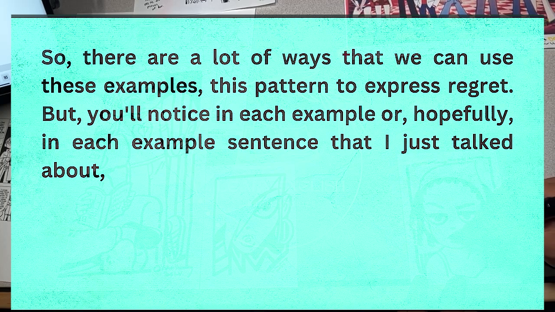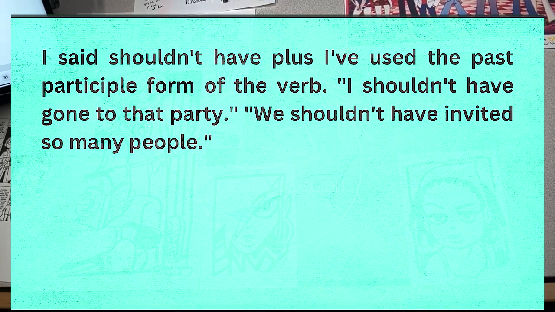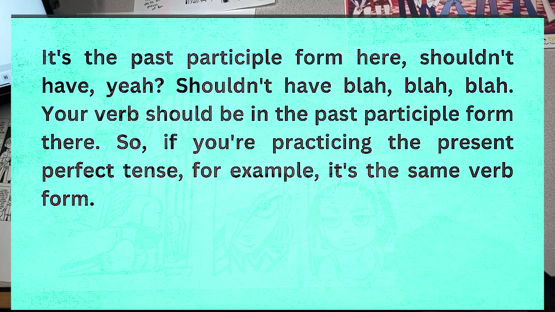But you'll notice in each example sentence that I just talked about, I said shouldn't have, plus the past participle form of the verb. I shouldn't have gone to that party. We shouldn't have invited so many people. It's the past participle form here, shouldn't have, yeah? Shouldn't have blah blah blah. Your verb should be in the past participle form there.